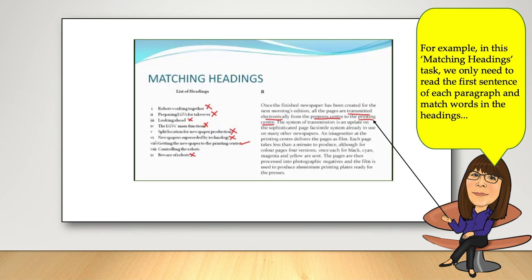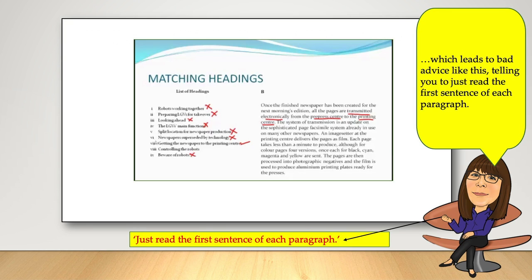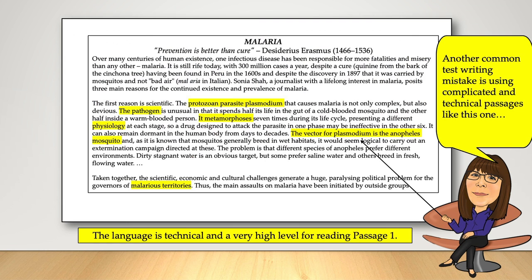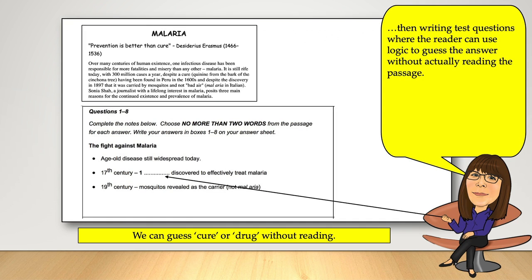For example, in this matching headings task, we only need to read the first sentence of each paragraph and match words in the headings. Which leads to bad advice like this, telling you to just read the first sentence of each paragraph. Another common test writing mistake is using complicated and technical passages like this one, then writing test questions where the reader can use logic to guess the answer without actually reading the passage.